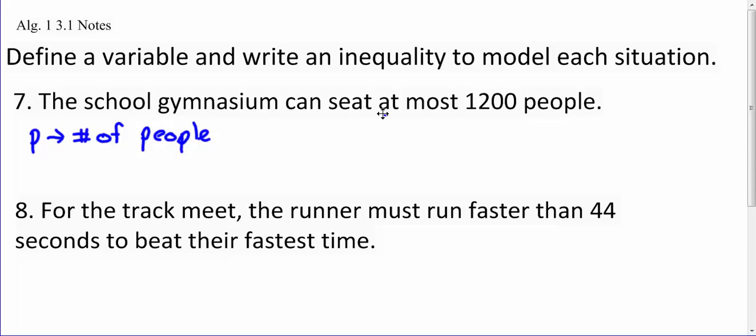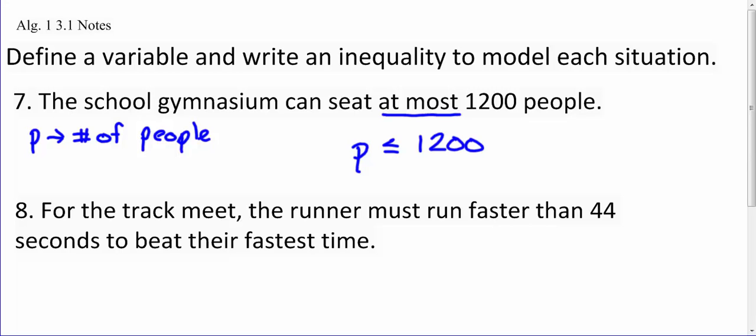Some of the key words here: at most. So that means the most people it can seat is 1,200. It can seat exactly that number or any number less than that. So we would simply say P is less than or equal to 1,200. You really have to focus on the words that are there. Don't let them confuse you. A word like at most means less than or equal to.